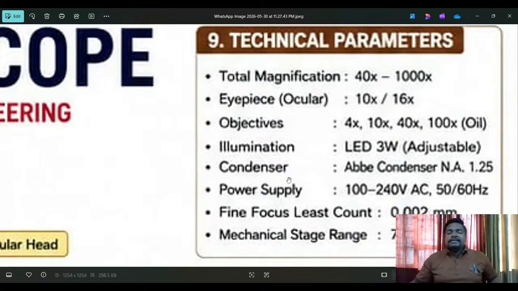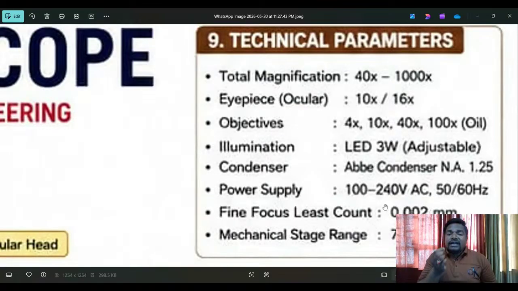Condenser NA 1.25, and power supply 100 to 240 volts, 50 or 60 Hz. When we come to the power supply, normally it is 100 to 240. Normally 240 is mandatory for all medical equipment, and between that you can keep it. First of all, you have to connect the microscope power supply, then you have to check it using a multimeter.